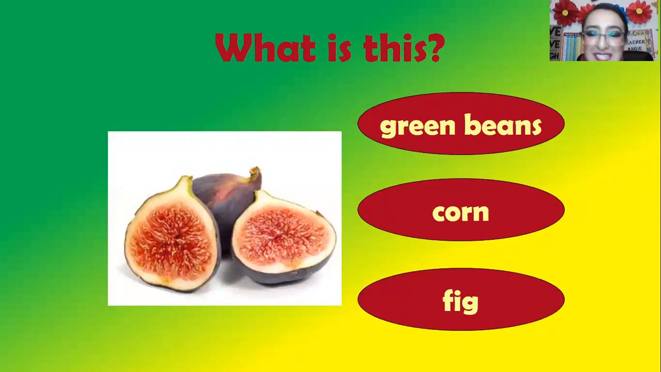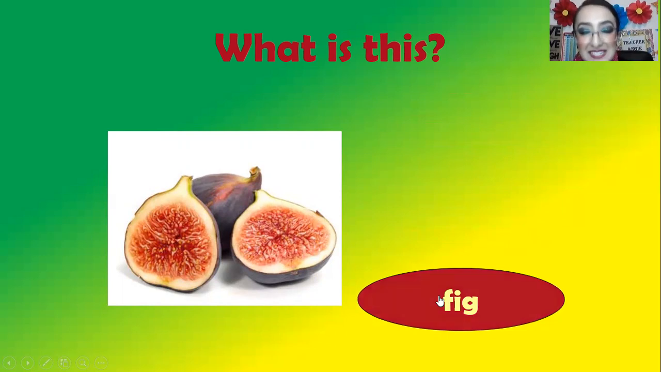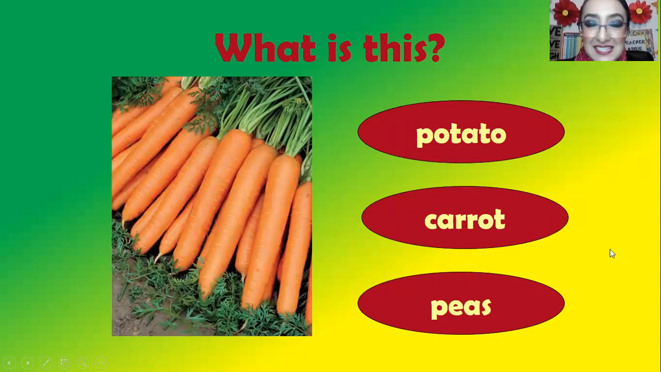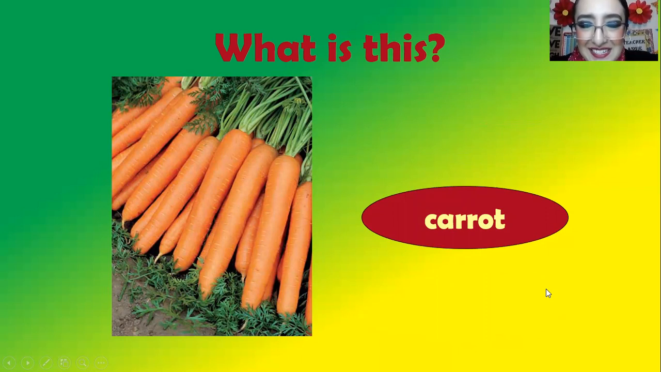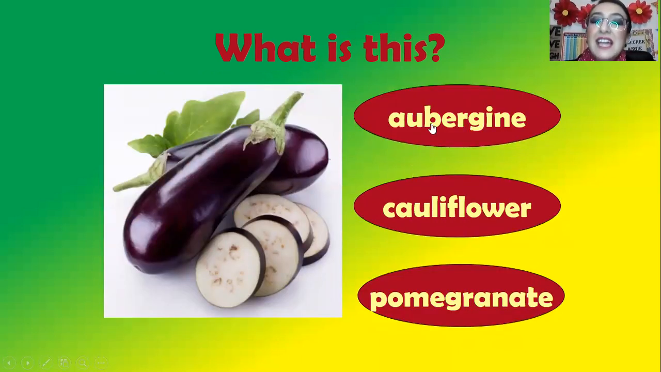Excellent. What's this? Green beans, ejotes, corn, or fig? Fig. Neither green beans nor corn. This is a fig. Un higo. Very well. What is this? A potato. Well, what are these? Potatoes, carrots, or peas? No, neither potato nor peas. They are carrots. Excellent. What is this? An aubergine, cauliflower, or pomegranate?